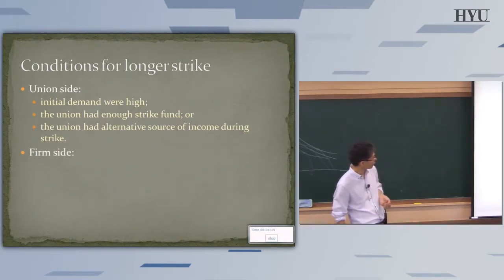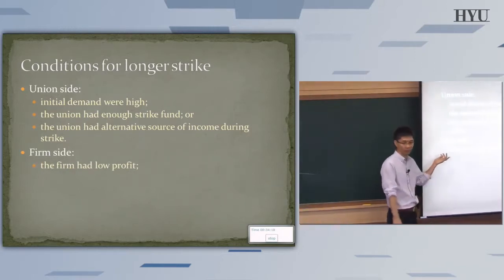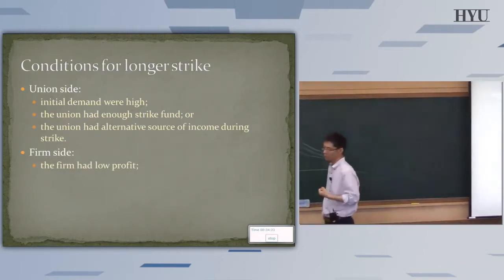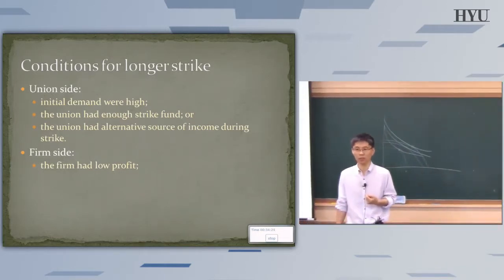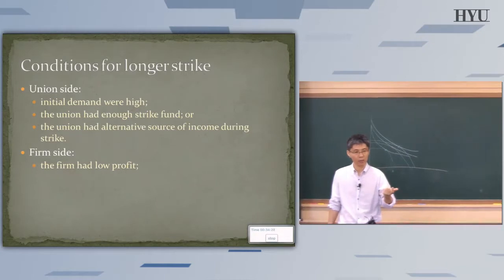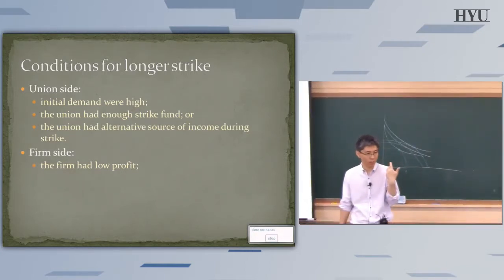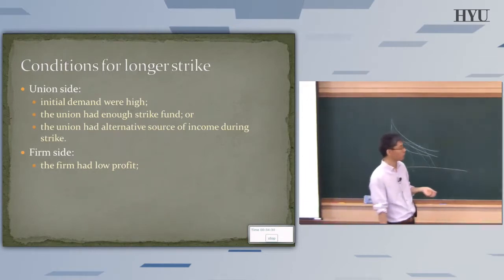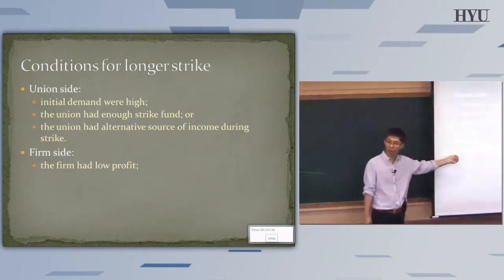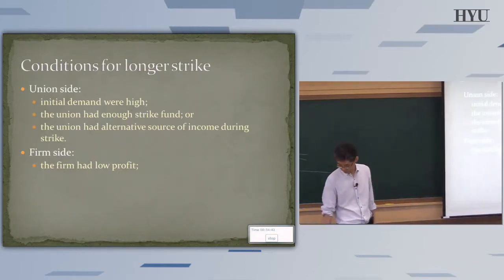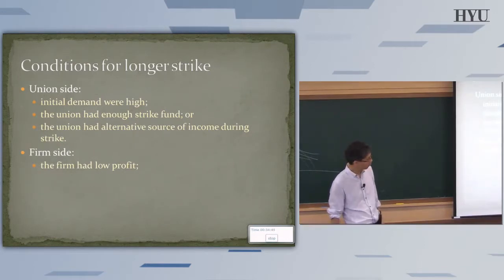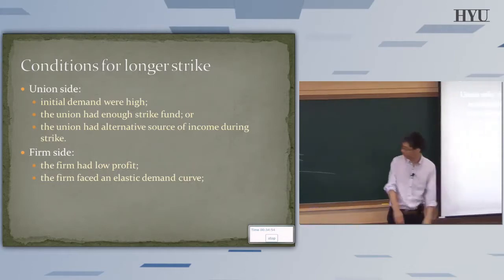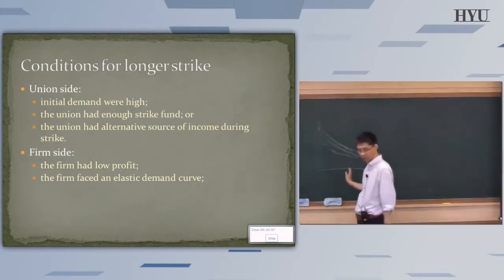Now on the firm side, not only the union side: if the firm had low profit, that means they are not making much money, then giving a high wage increase to their union members would be quite difficult. So they wait until the union lowers its demand. The loss of profit will be smaller since they have low profit in the beginning. And the firm has faced an elastic demand curve. This will basically affect how the isoprofit curve is shaped.